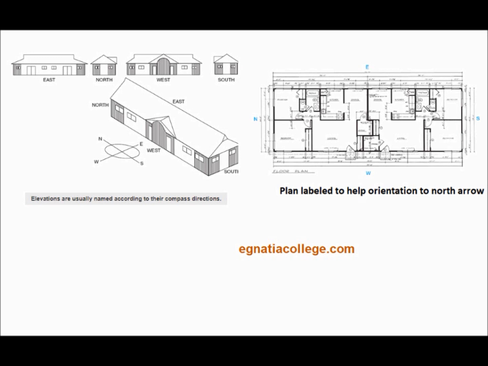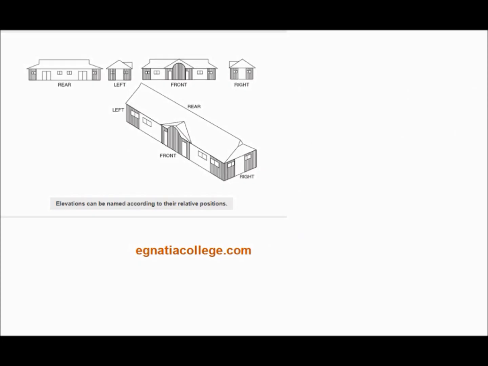It might help to label the edge of the plans according to the north arrow. Labeling elevations according to compass direction is not always possible. When drawings are prepared to be sold through a catalog, or when they are for use on several sites, the compass directions cannot be included. In this case, the elevations are named according to their position as you face the building. To orient these elevations to the plans, find the front on the plans. The front is usually at the bottom of the floor plan, but it can be checked by the location of the main entrance.